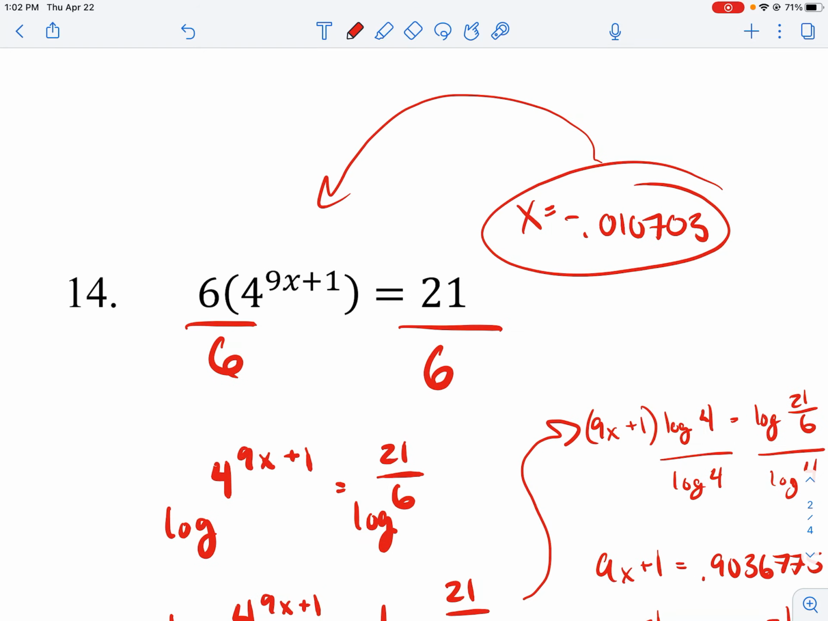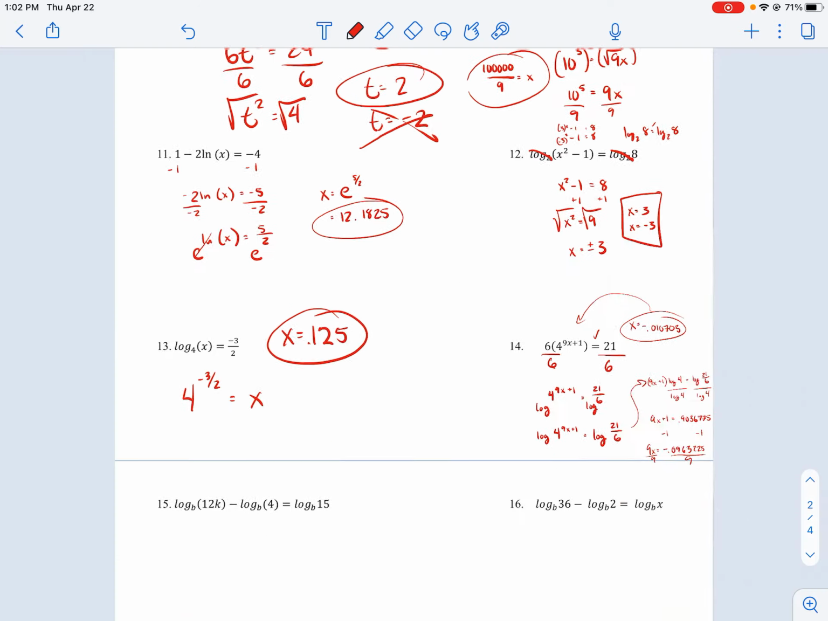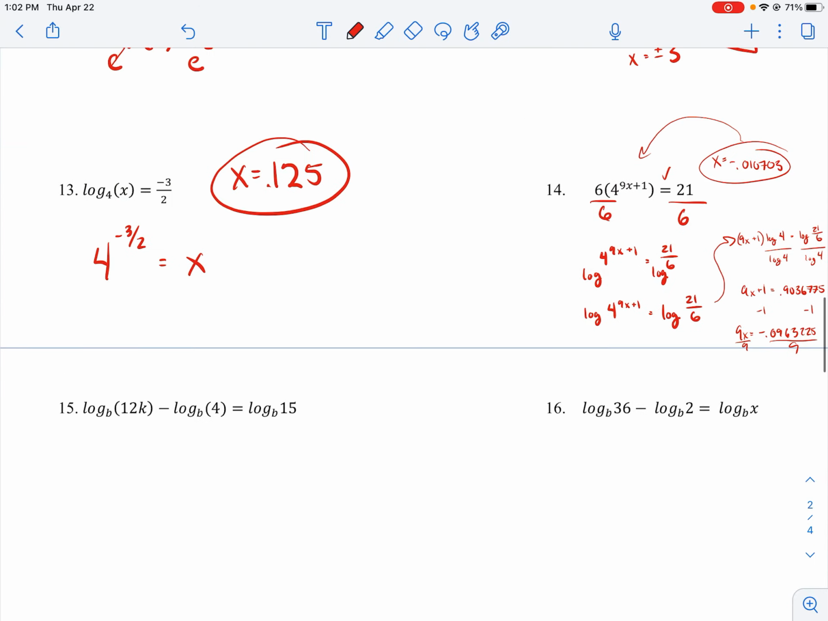So we're going to go 4 raised to the 9 times our second answer plus 1, times 6, and we get 21. So you can always check these answers to be sure. I'm glad I did there, right? Because, yeah, a little arithmetic error there.